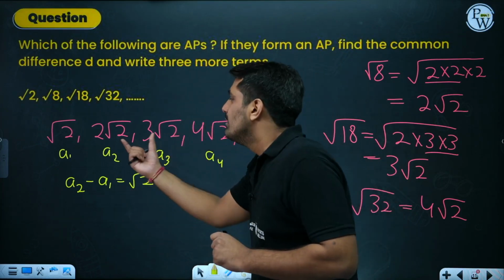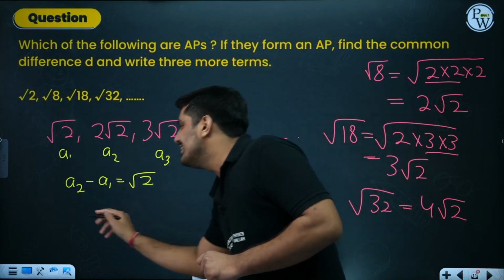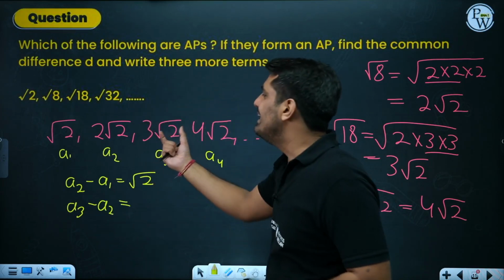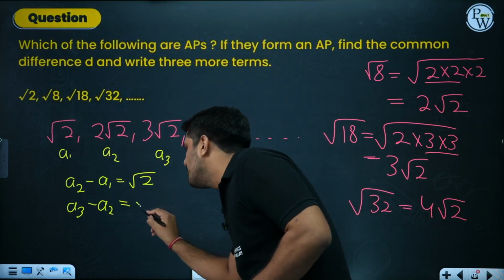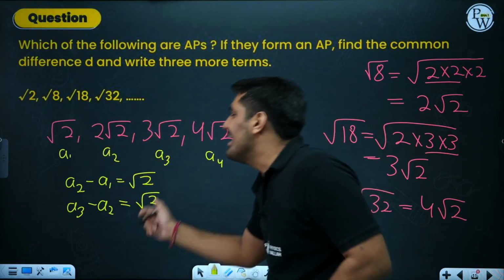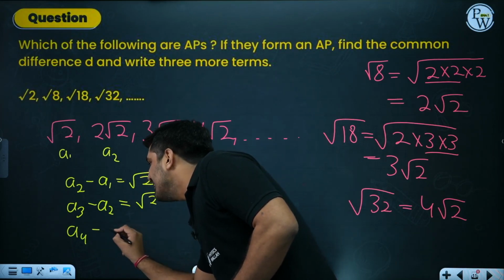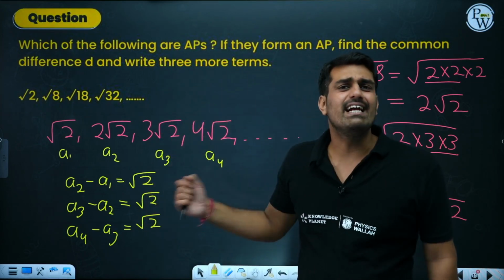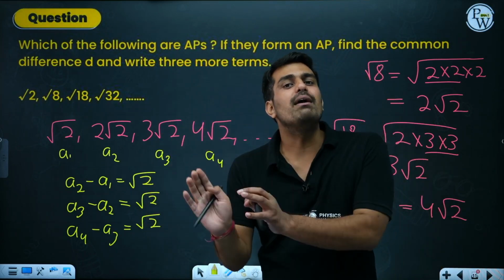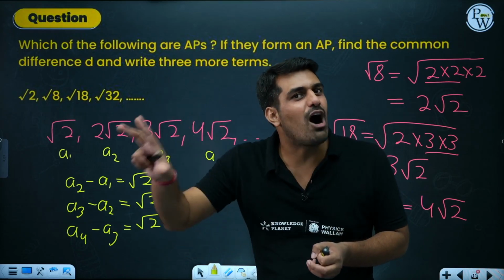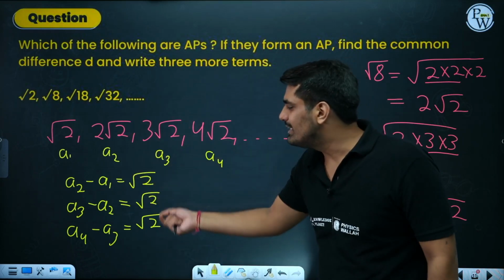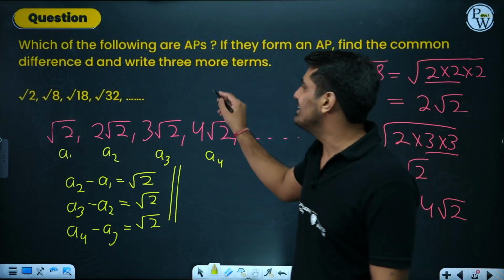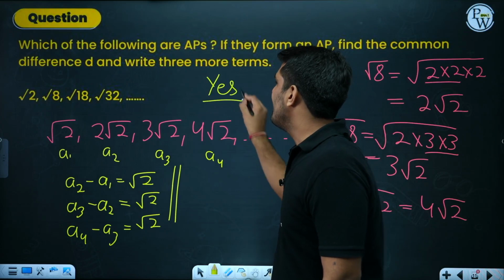Coming back, now the difference between two consecutive terms, A2 and A3. So A3 minus A2. 3 root 2 minus 2 root 2. Again the answer will be root 2. A4 minus A3. Again the answer will be root 2. Why am I checking this again and again? You have to make sure that the common difference is the same. The name suggests common, so it has to be the same. In each of the three cases, we are having root 2, and hence I can say that it is common, and yes, this is an AP.